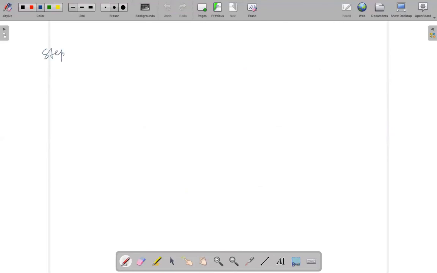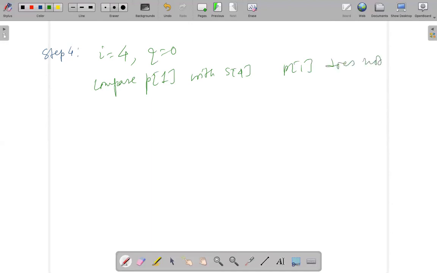Step 4. I has moved to 4. Q has again become 0. Now compare P1 with S4. P1 does not match with S4, right?